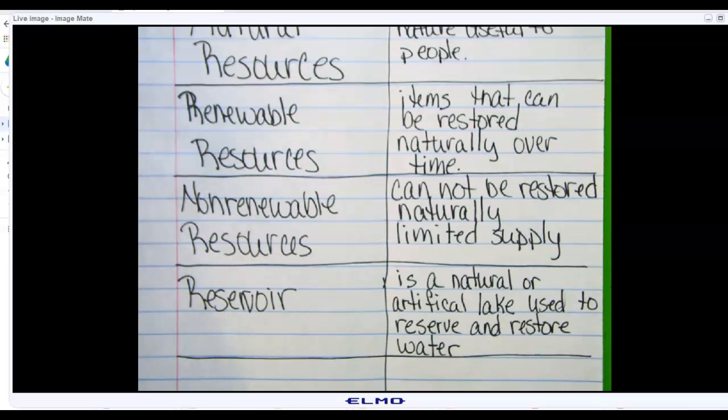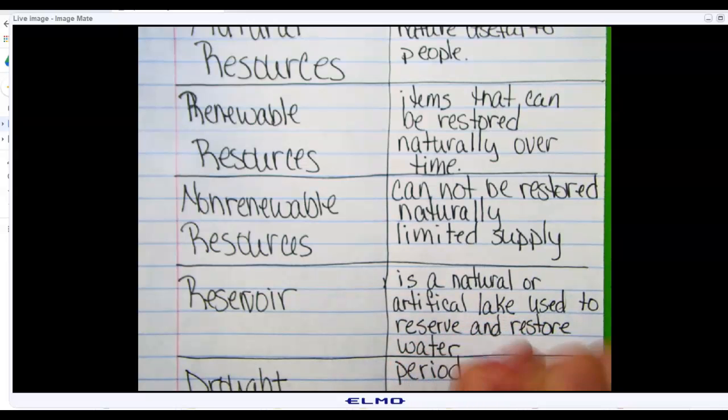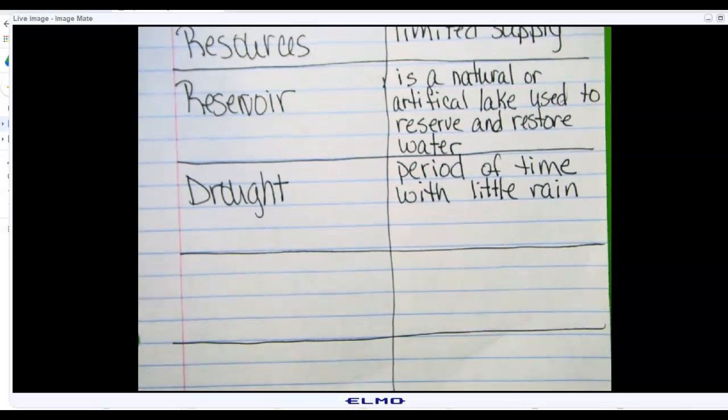Okay. All right. The next word is drought. Drought is a period of time with little rain. It's a period of time with little rain. Oh, y'all can't see that. Sorry about that, guys. Drought is a period of time with little rain. I apologize.